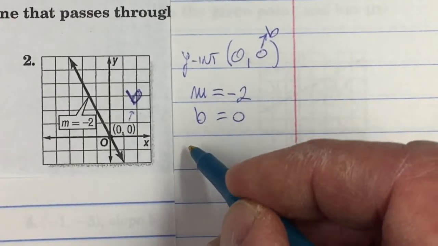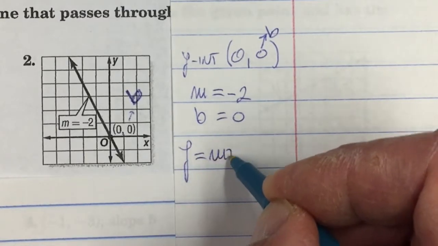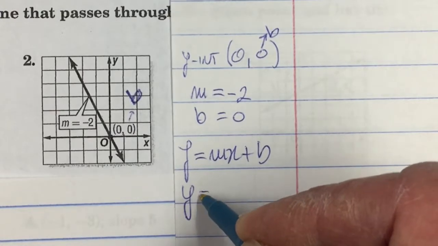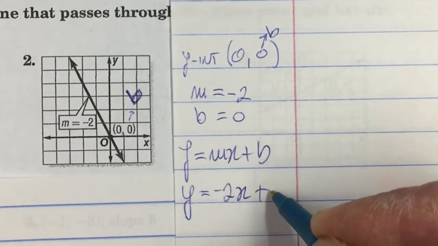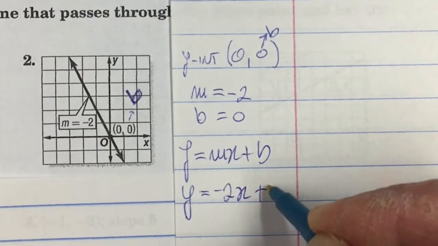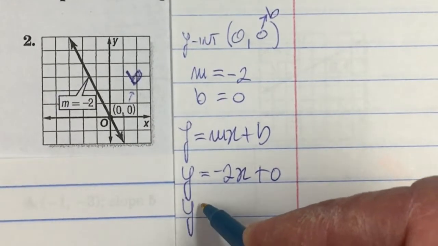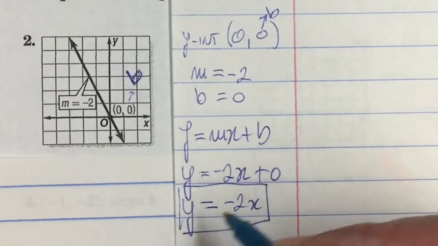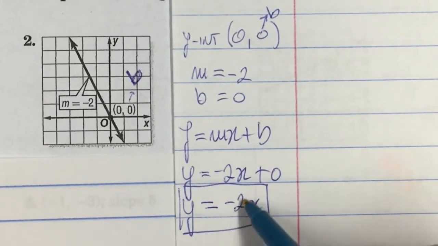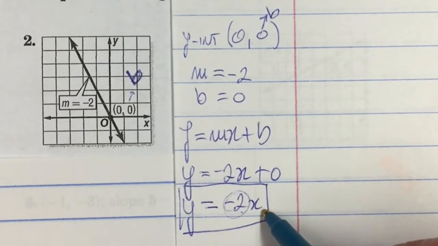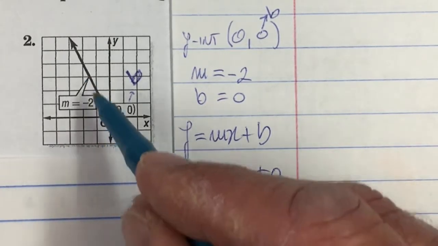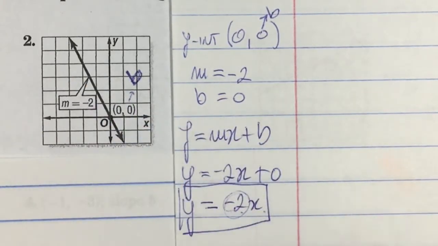So in the general equation, y equals mx plus b, I'm going to replace m, that is -2, x, plus b, that is 0. Since I don't need the 0, this reduces to y equals -2x. And remember, when you have an equation y equals a constant times x, it's a proportional relation, and the line passes through the origin, confirming that this graph is passing through the origin.